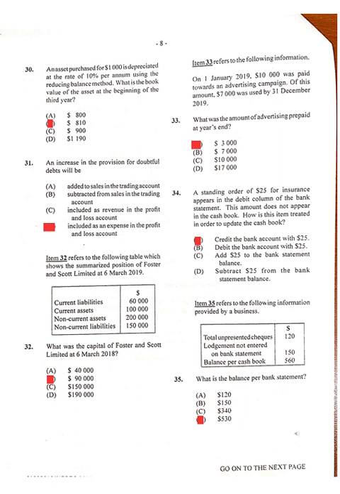Number 30, an asset purchased for $1,000 is depreciated at a rate of 10% per annum using the reducing balance method. What is the book value of the asset at the beginning of the third year? The answer is A, 10.